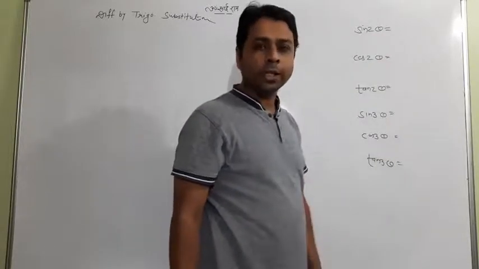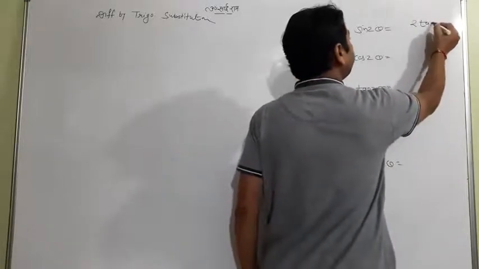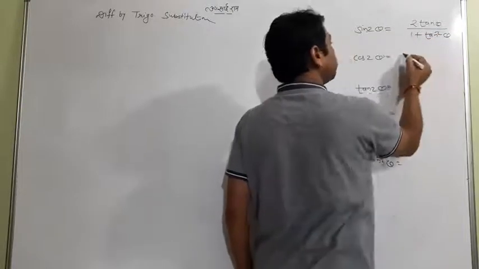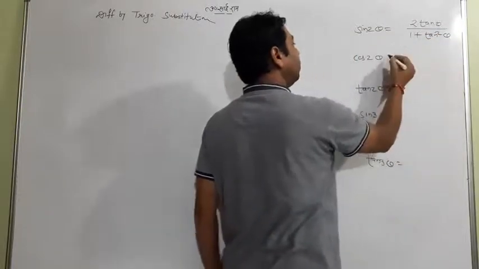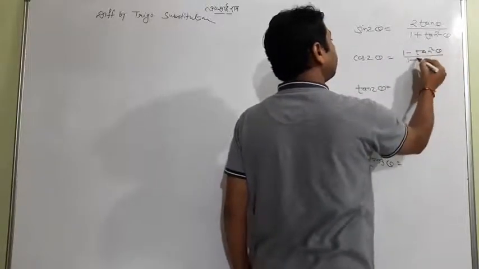First is 2 sin theta cos theta, which I am not writing. I am writing only in the form of tan: 2 tan theta upon 1 plus tan square theta. It is in the form of tan. We have a first: 1 minus tan square theta upon 1 plus tan square theta.